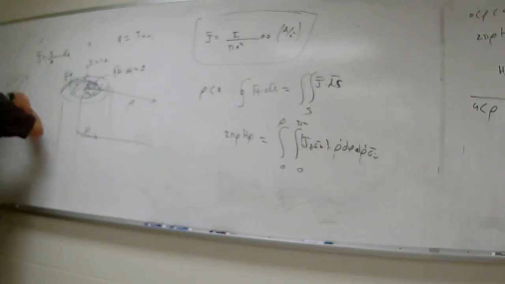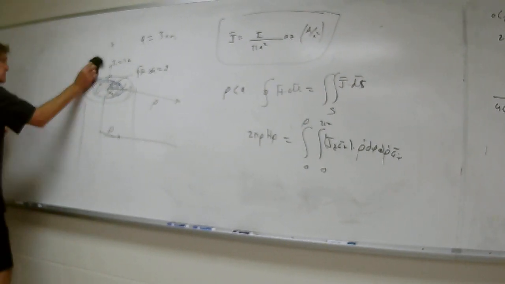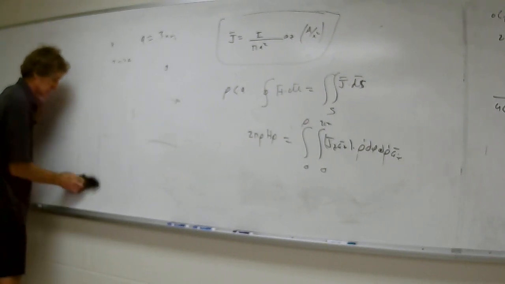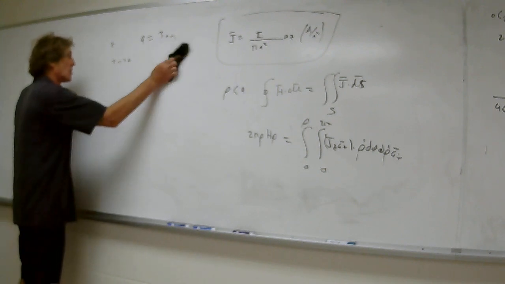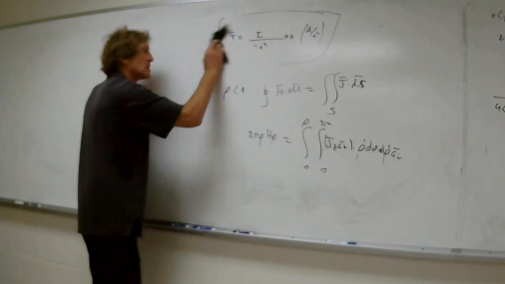You want me to just pick a random one? Go ahead and pick one. What do you want to do? I don't know. 4.22. All right, you need to erase this, not yet.